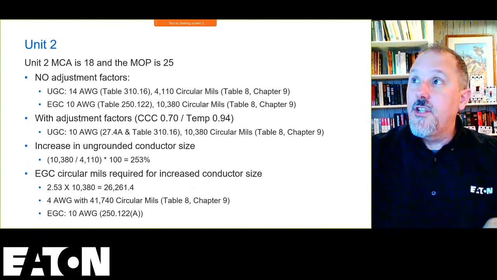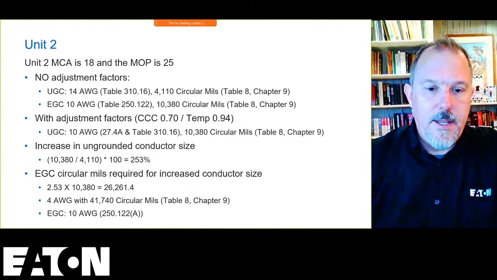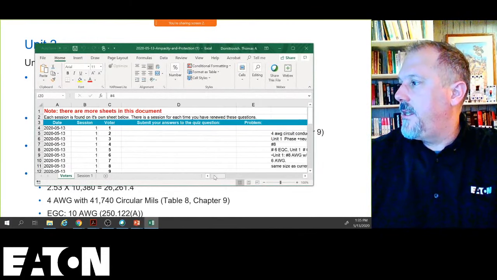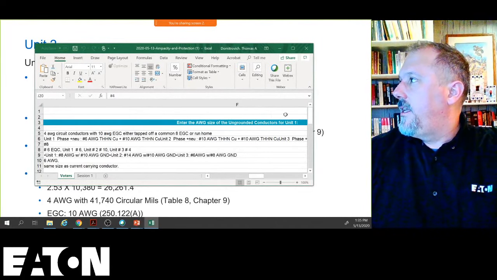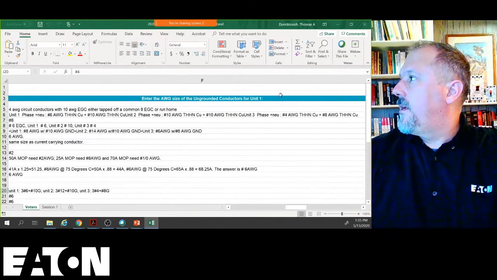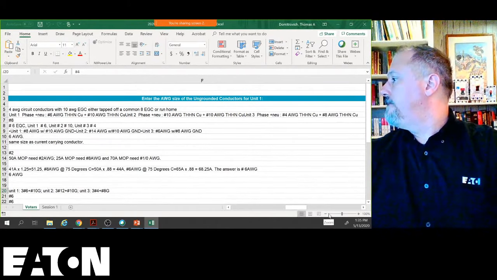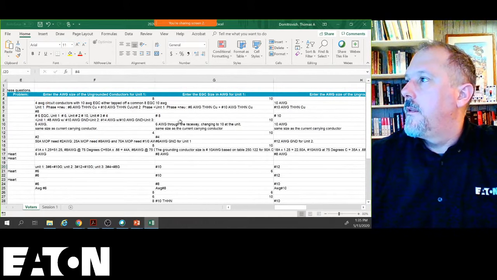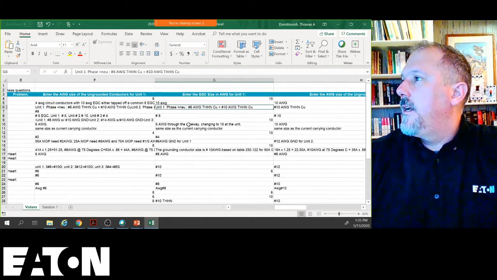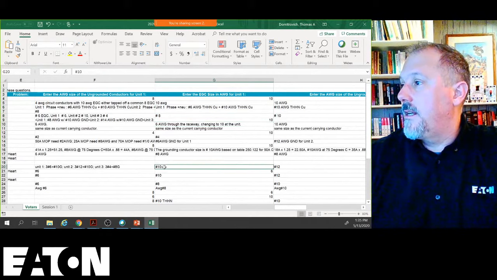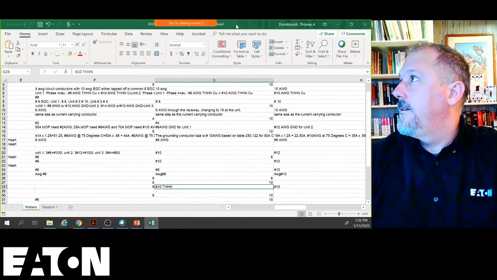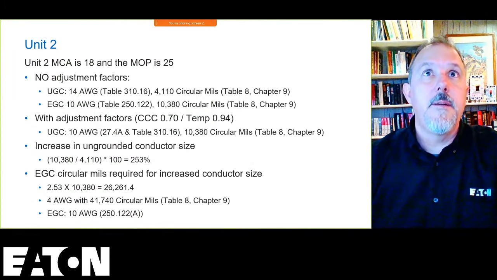All right. So for unit number 2, let's take a look at the spreadsheet again. There's the wire size. So the equipment grounding size for unit one, we had a number 6. I got a number 8, I got a number 6, I got a number 10, I got a number 10. So that's what I would pick, is a number 10. Anybody disagree with a number 10? Let me know.